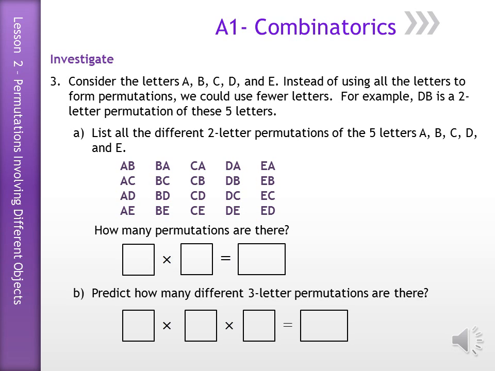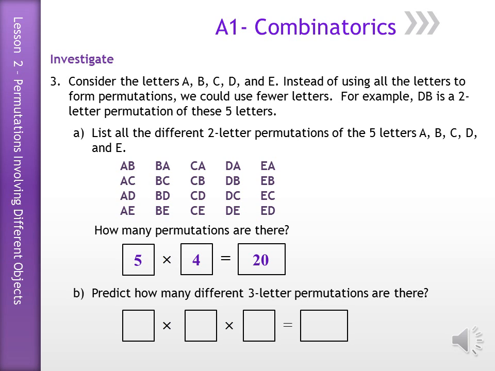How many permutations are there? We can see by counting that there are 20. Let's see if we can calculate that. We have 5 possibilities for the first letter, leaving 4 possibilities for the second. Then we're done. 5 times 4 equals 20.